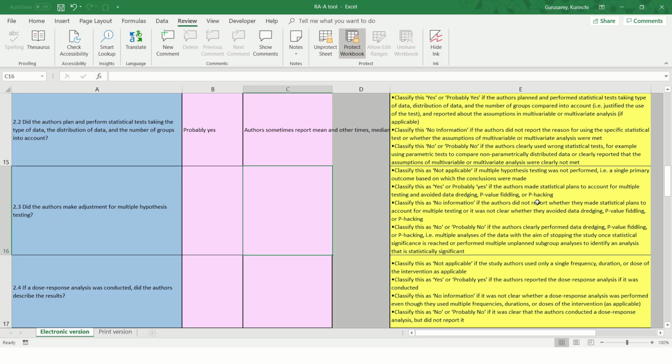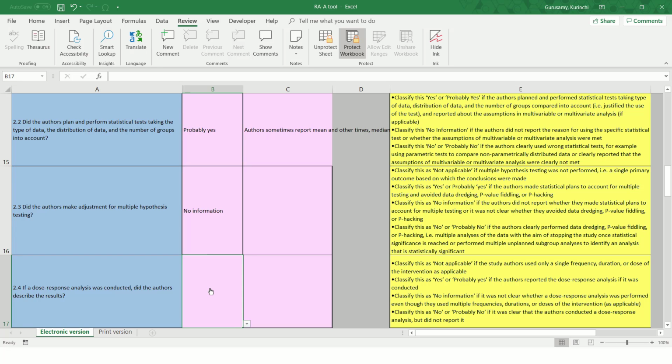So let's look at this. If the authors made statistical plans to account for multiple testing and avoided this, no, that's not there. No information. Whether they made statistical plans, I think that could be possible. Now here we don't think that they actually did data dredging, p-value fiddling, or p-hacking. Okay, back to my favorite classification, no information.